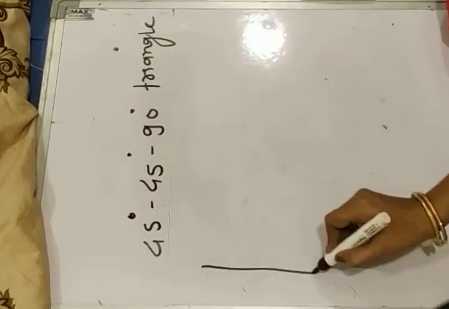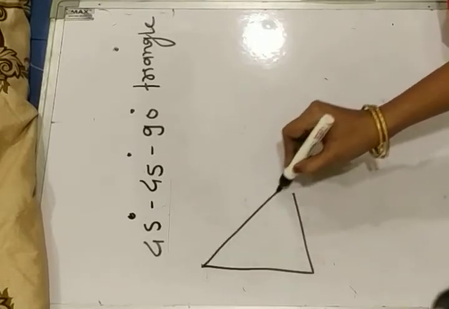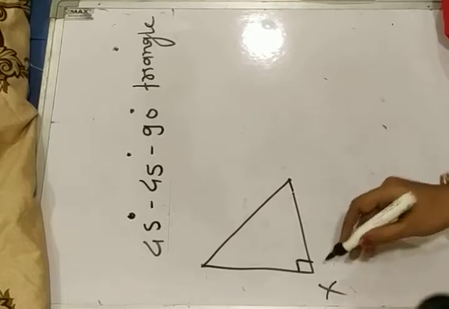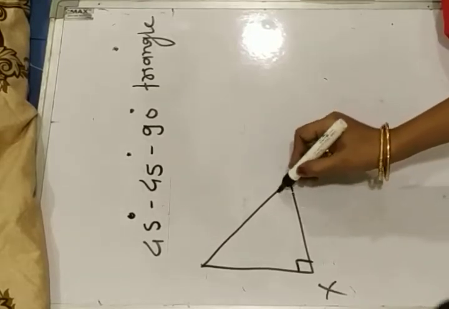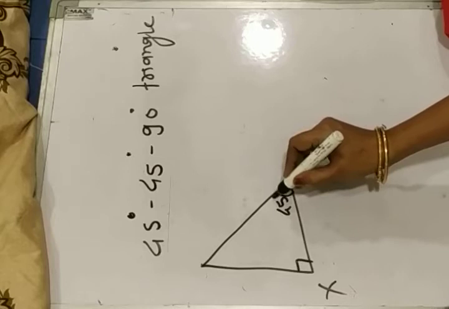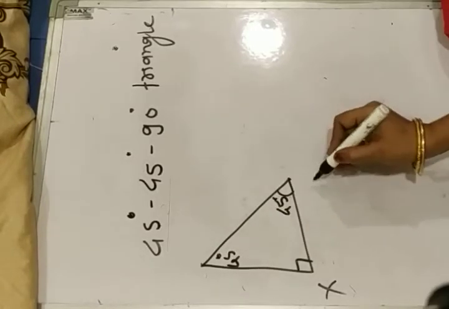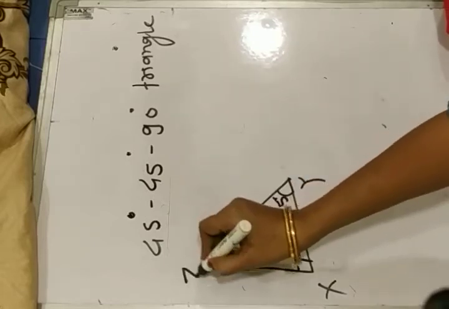This is the acute angle triangle. One angle is 90 degrees, so this is a right angle triangle. Then angle Y is 45 degrees and the remaining angle is also 45 degrees. So this is Y and this is Z.